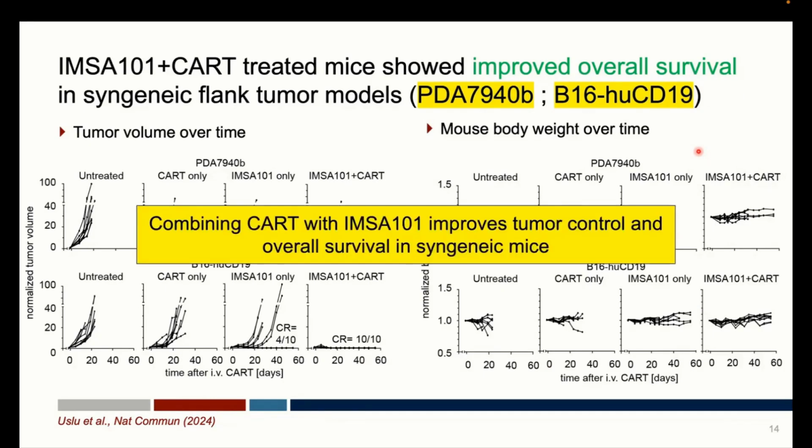So based on these data, we can conclude that combining CAR T cells with this new STING agonist improves the tumor control and overall survival in 2 syngeneic mouse models. And next, we wanted to understand mechanistically better how the STING agonist is changing the tumor microenvironment, leading to an improved CAR T cell functionality.